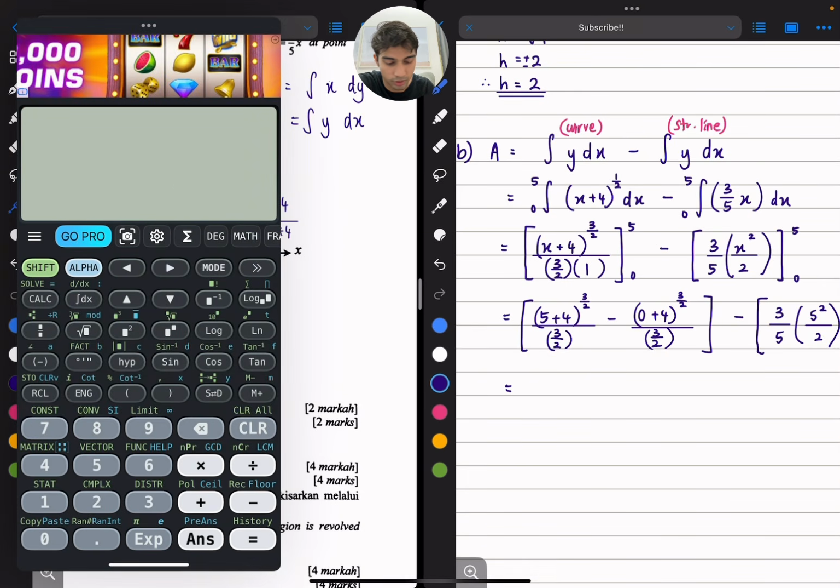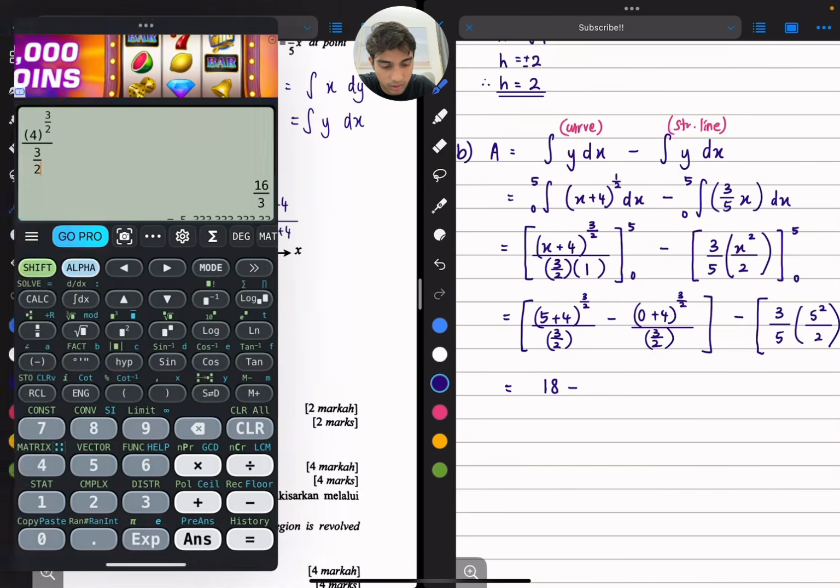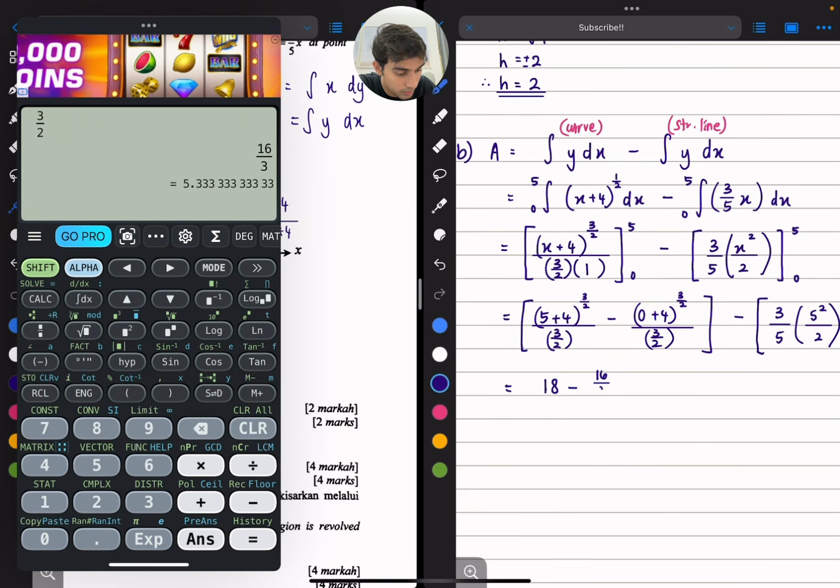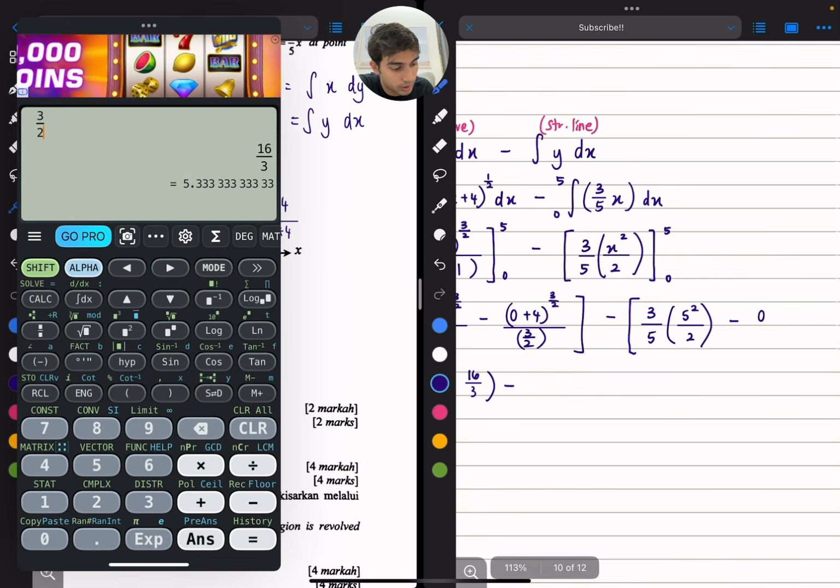Alright, so 5 plus 4 power 3 over 2 over 3 over 2, we get 18, minus here 0 plus 4 is 4 power 3 over 2 over 3 over 2. Here we get 16 over 3, minus 3 over 5 times 5 squared over 2. We get 15 over 2.